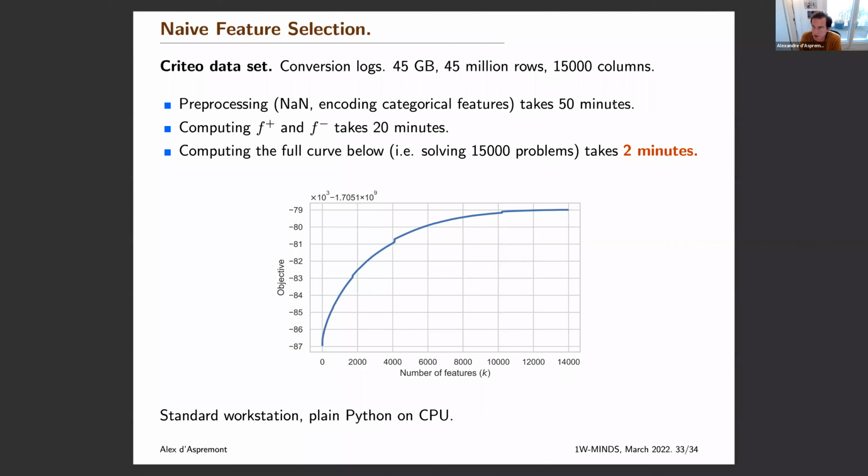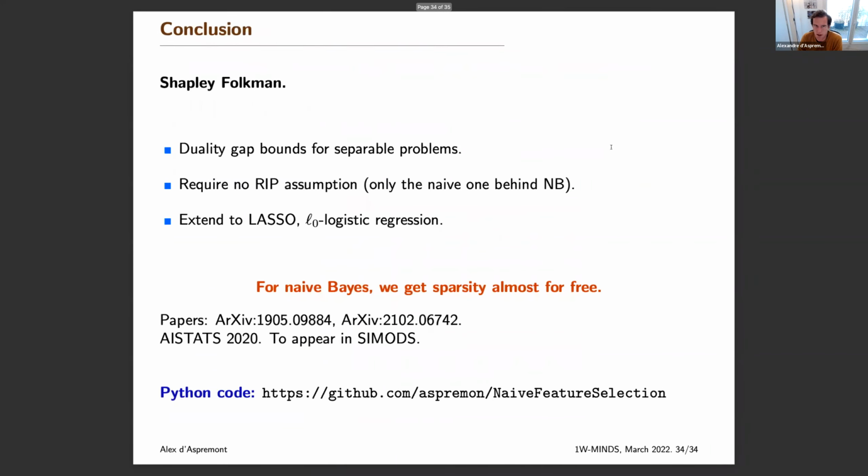Computing F plus and F minus, the sum of the positive and negative feature vectors, takes 20 minutes. And then computing the full curve below, so the full trade-off curve between number of features and likelihood, which means solving 15,000 feature selection problems using our sparse multinomial naive Bayes relaxation, takes 2 minutes. Which means that here in practice, the computational complexity of the feature selection step itself is negligible compared to the pre-processing cost. Okay, so that's kind of nice.